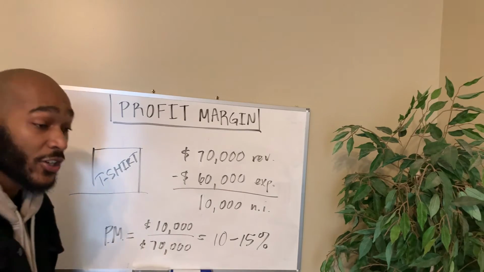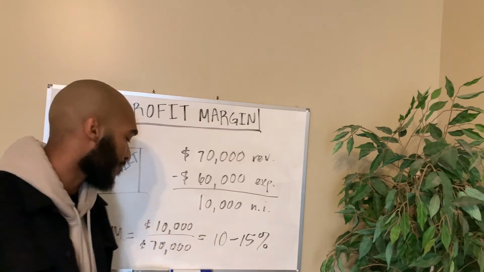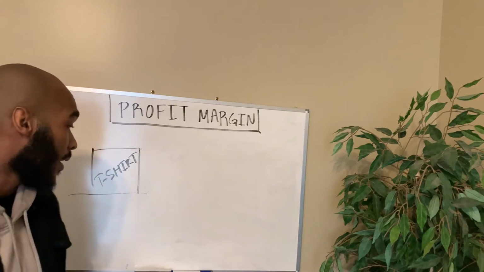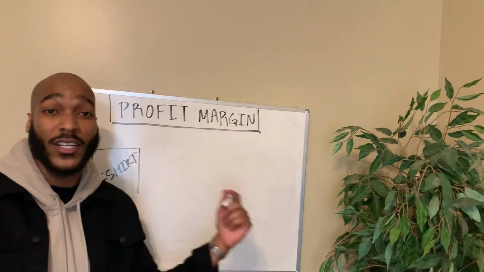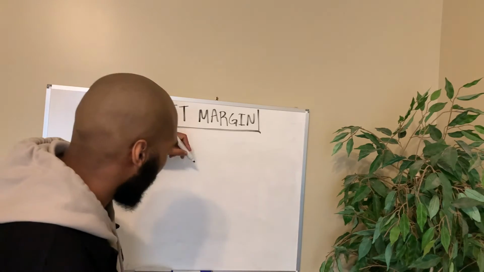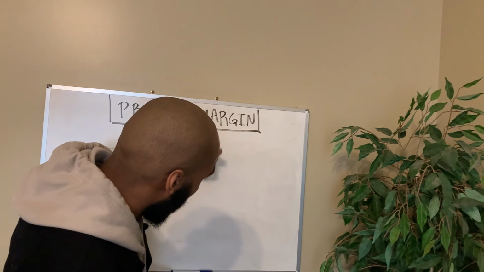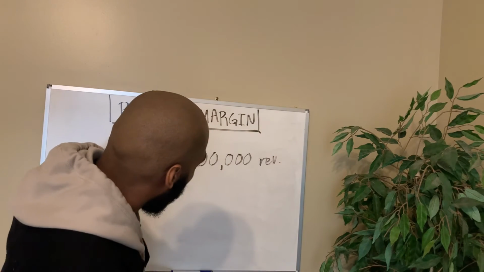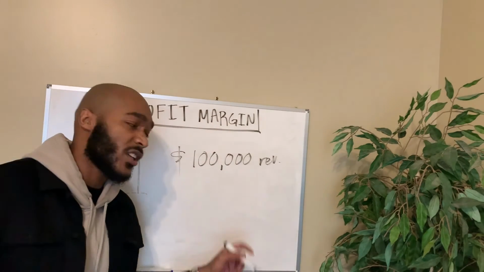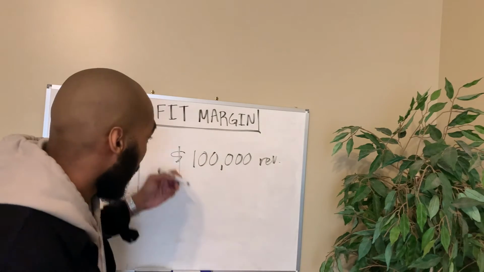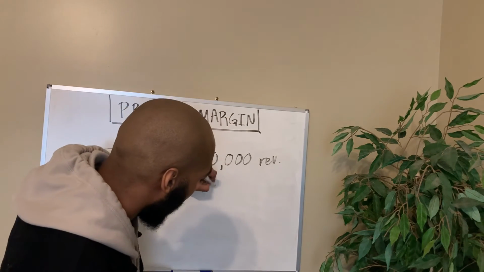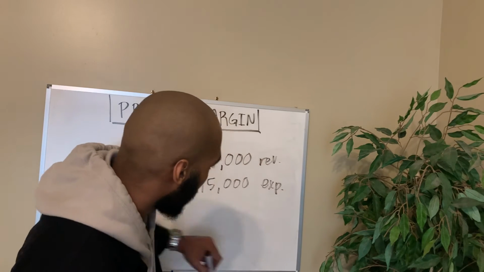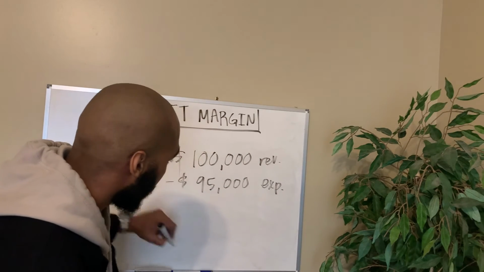Now let's consider the flip side of this. Okay, now for this flip side example, we're going to compare apples to apples and say we have another t-shirt company within the stock market. And let's say that this t-shirt company also had $100,000 worth of revenue, so they sold $100,000 worth of t-shirts. But this company had $95,000 worth of expenses, right?